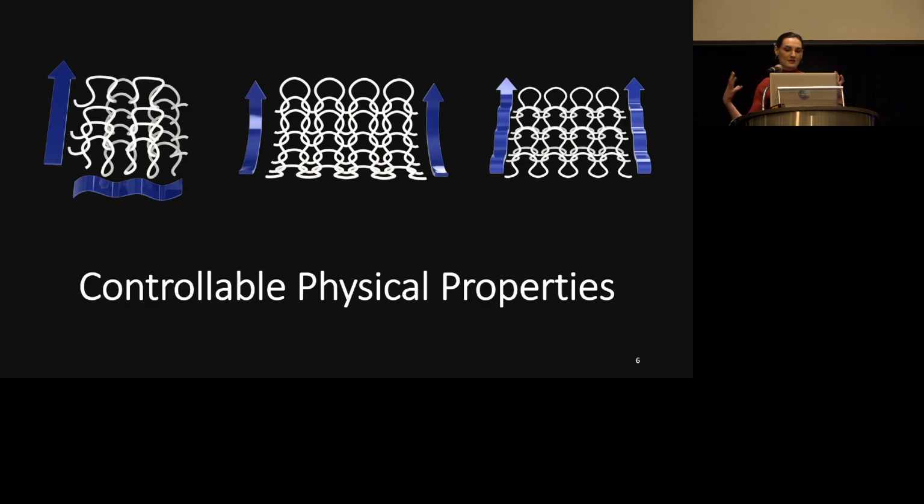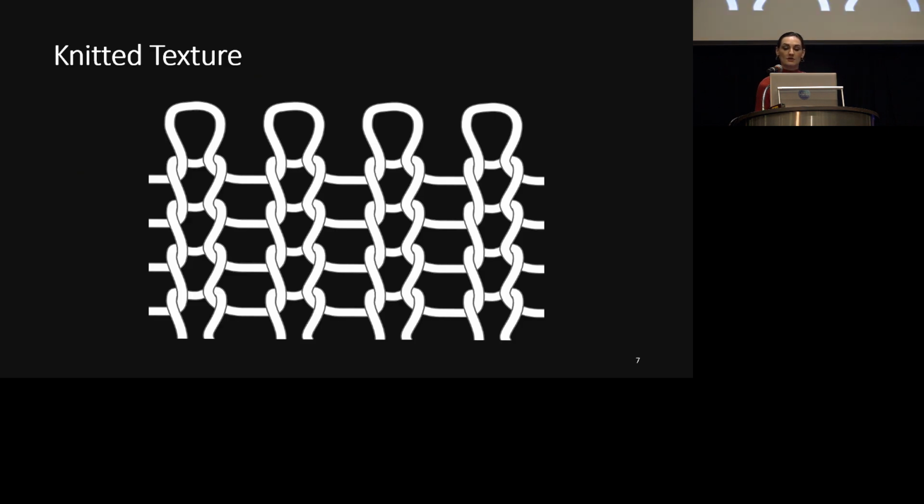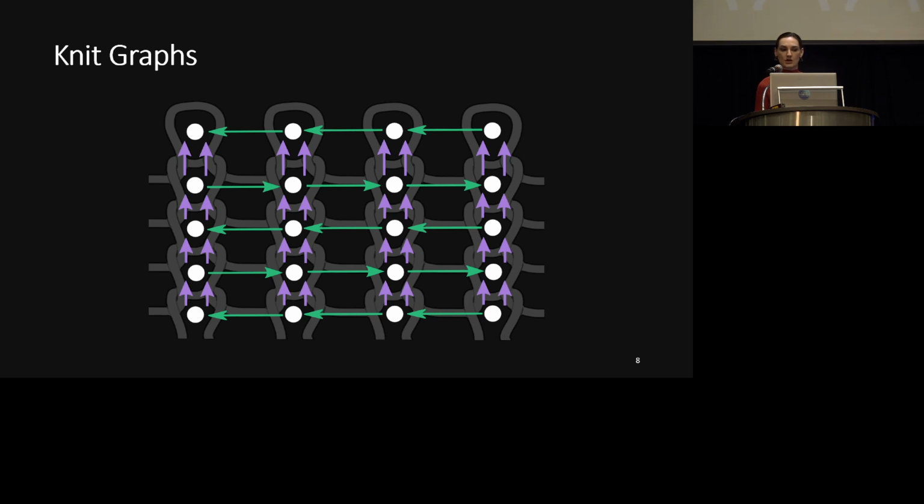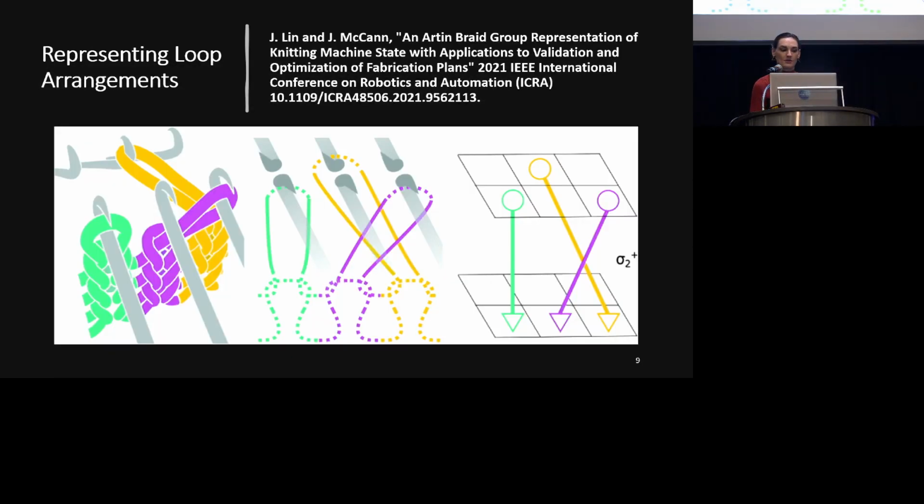And if we expand on this, we can create all sorts of interesting and controllable physical properties and embed them into our fabrics. We can also represent these different textures and metamaterials as a graph structure, which I call knit graphs. There's a variety of different versions of knit graphs. They're all expressing some relationship between the yarns, the green arrows here, and the stitches, the purple arrows that are connecting those different loops.